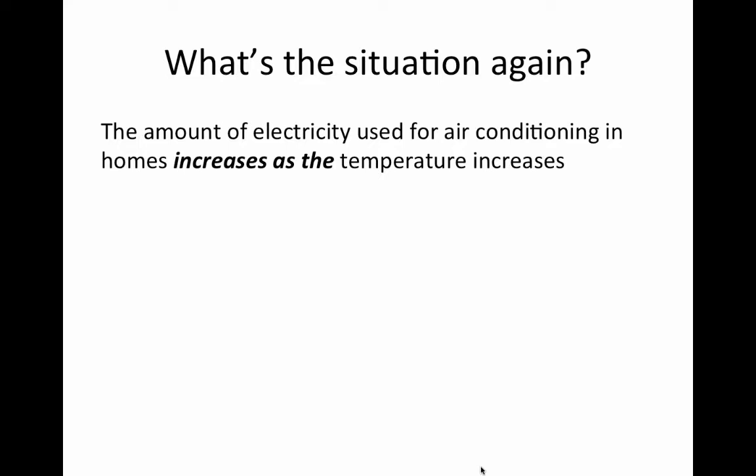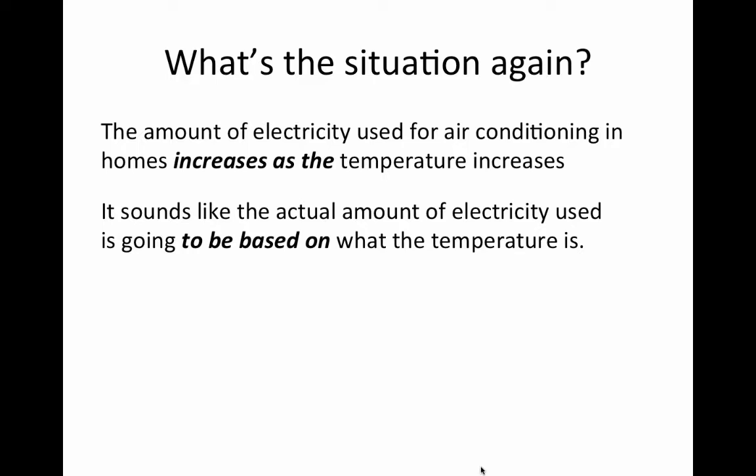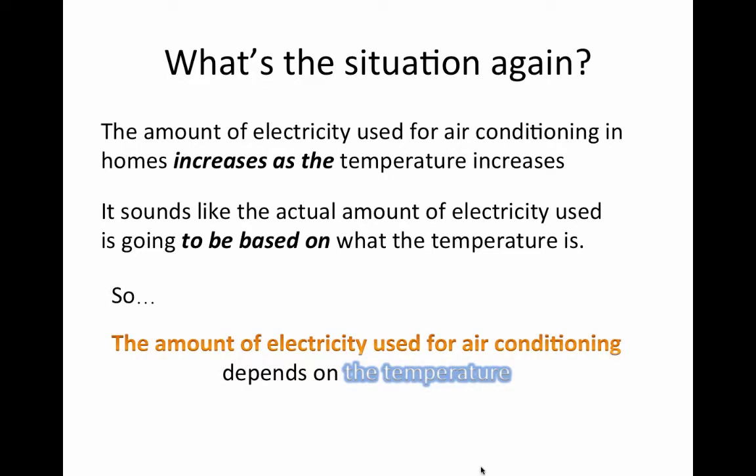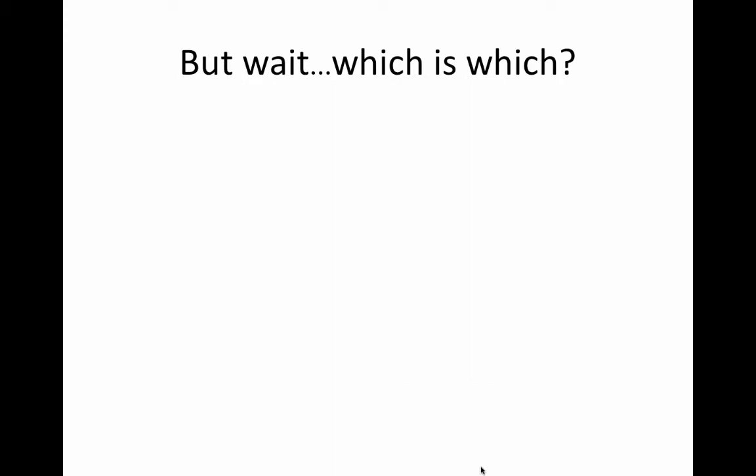So the amount of electricity used for air conditioning in homes increases as the temperature increases. It sounds like the actual amount of electricity used is going to be based on what the temperature is. Does that make sense based on the story that I told at the beginning about coming home to a hot house or a not so hot house? The amount of electricity you're going to need is going to be based on what the temperature is. In this case, the phrase, the amount of electricity used for air conditioning depends on the temperature, sounds like it matches the situation better. But wait, that doesn't tell us which the independent and dependent variables are, does it?